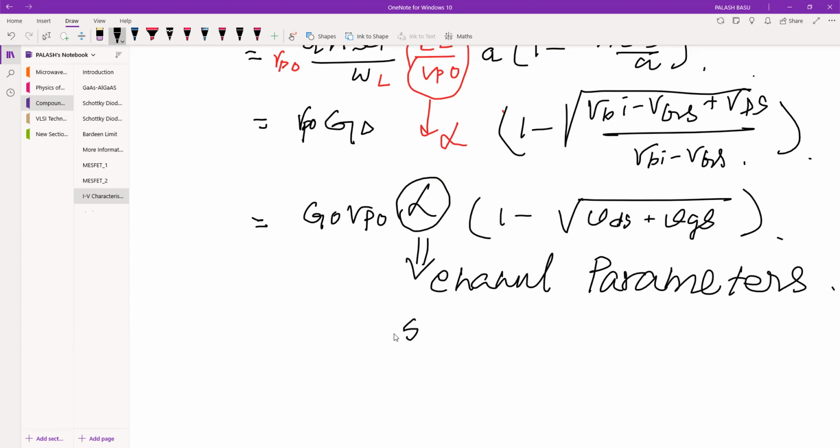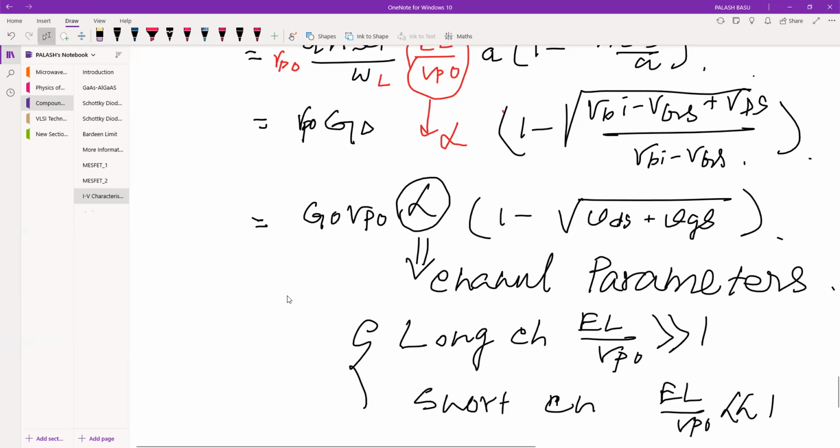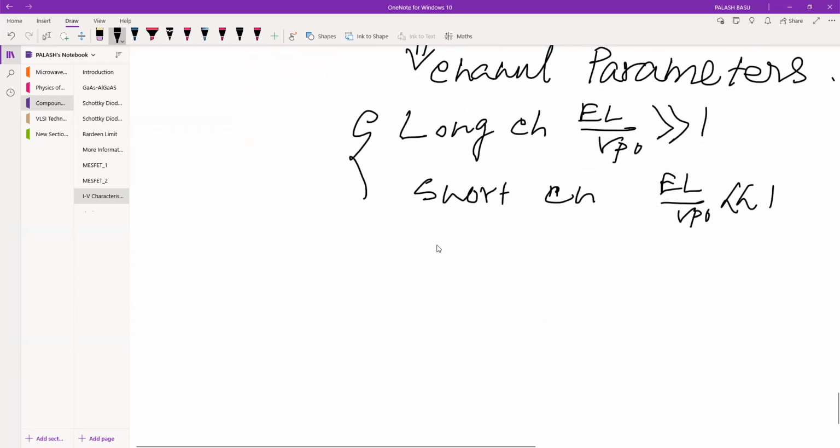For example, for long channel, you see that EL by Vp0 is greater than 1. For short channel, it is actually EL. Now, how it is effective, I'll show you in a minute, but this is the way people are representing. Okay. Now, what is the value of alpha?